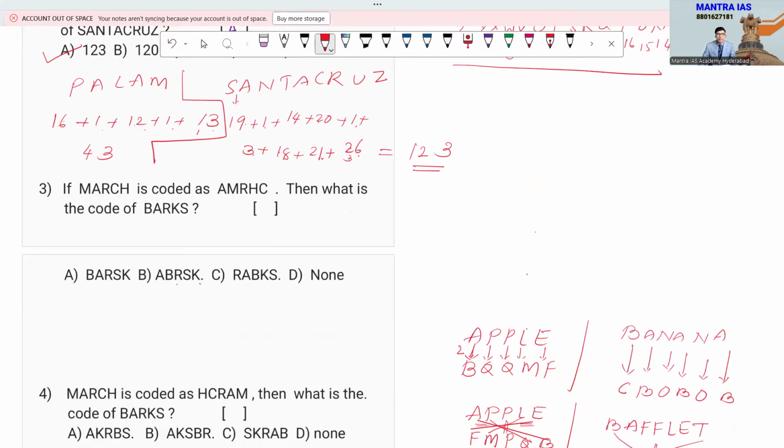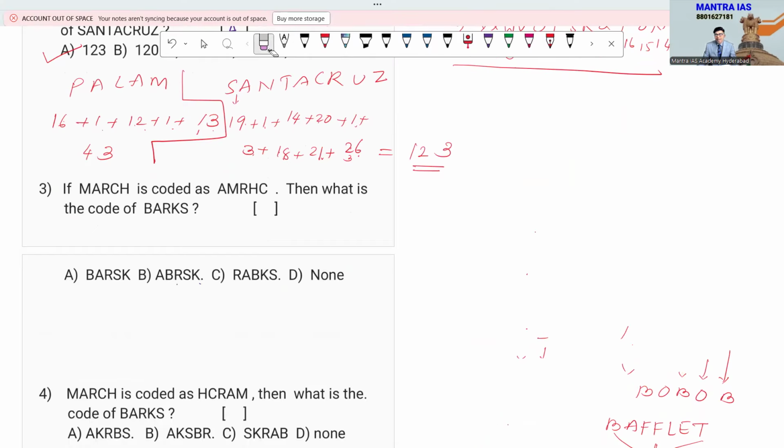Please go to the next one here. That question is better. MARCH, right? I'll remove all these things here. MARCH is coded as AMRHC. Then what's the code of BARKS? Now the logic is very simple. Observe the logic.